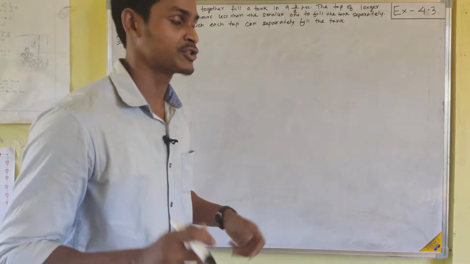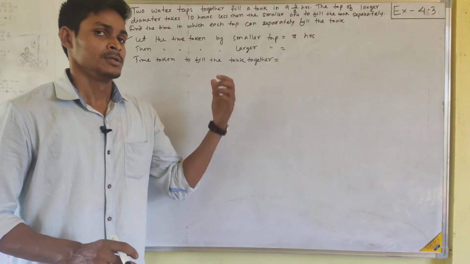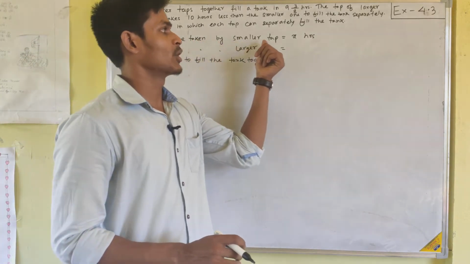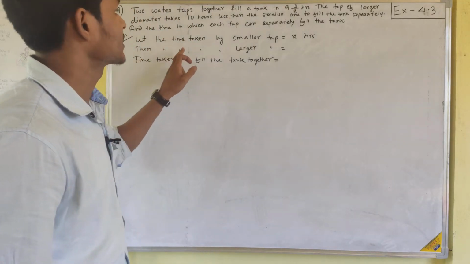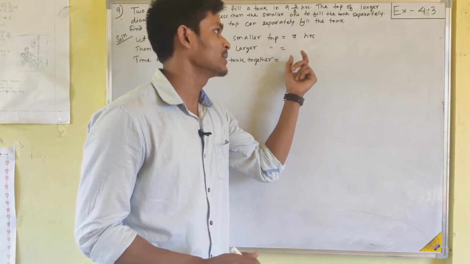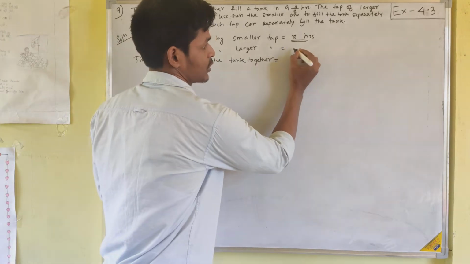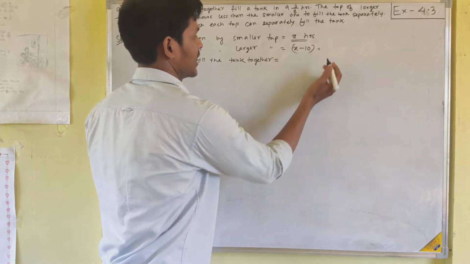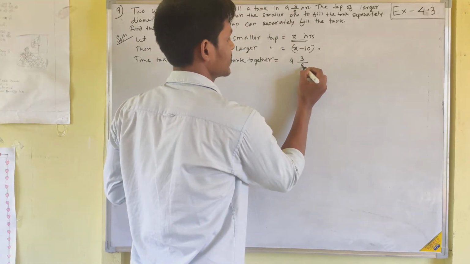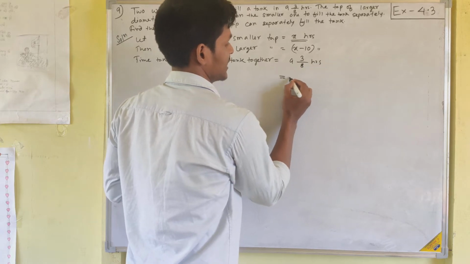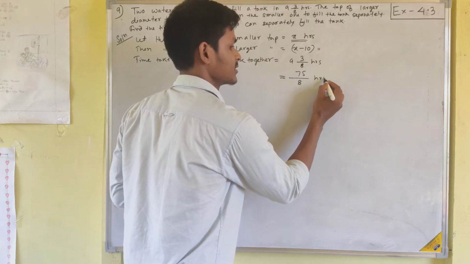Okay. So let's start the solution. Let the time taken by the smaller tap be x hours. And what will be the time taken by the larger tap? It takes 10 hours less than the smaller one, that is x minus 10 hours. It is also given that the time taken to fill the tank together is 9 complete 3/8 hours. So 9 8s are 72 plus 3, 75 by 8 hours.